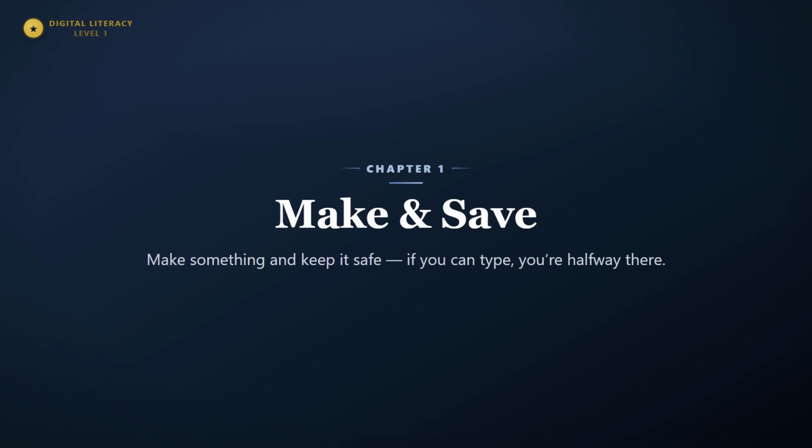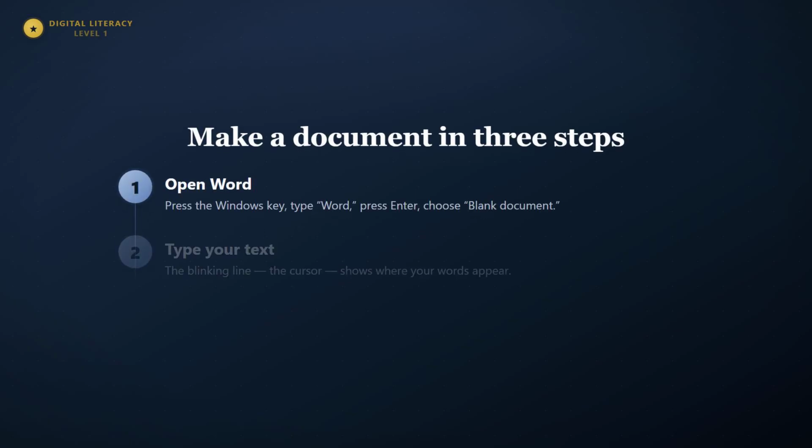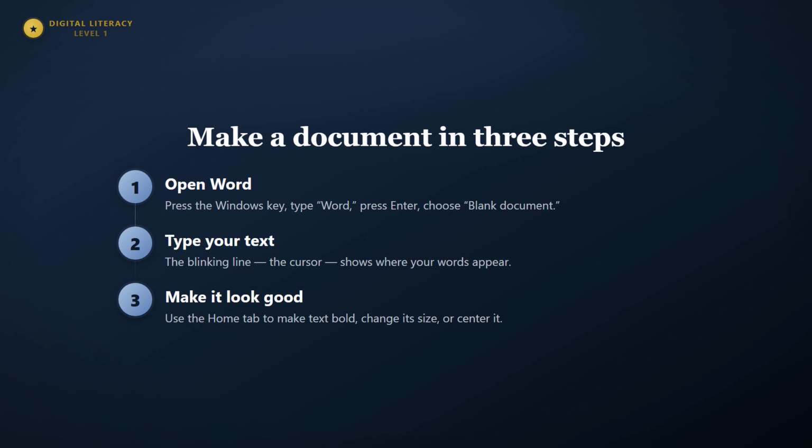The 2 everyday tools are a word processor and a presentation program. And if you can type, you're already halfway there. A word processor is simply a program for writing. Microsoft Word is the common one. Making a document takes 3 steps.